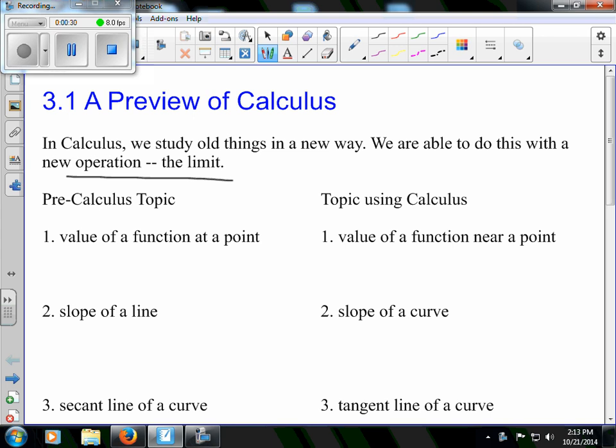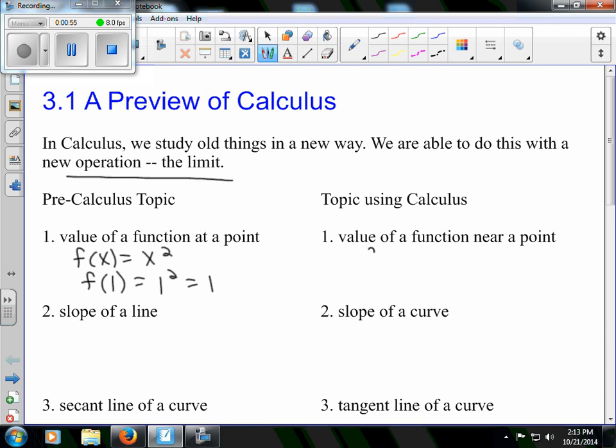So starting with pre-calculus topic number 1, the value of a function at a point. In this sort of example, you know that f of x is some expression of a function, and you can plug in a value into the x and solve for what the y value is, or the value of the function is at that location. However, in calculus, we're going to extend this to a different idea.